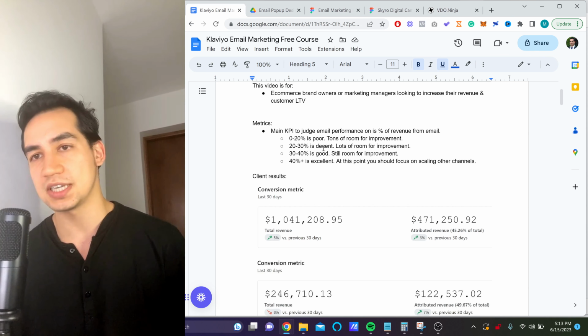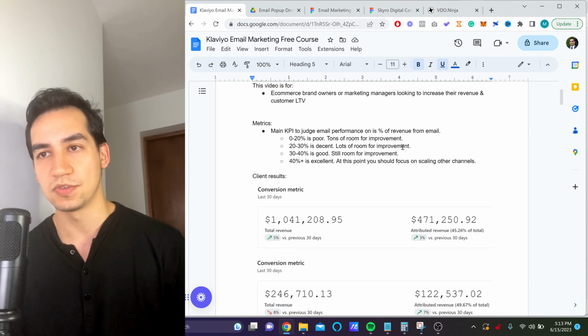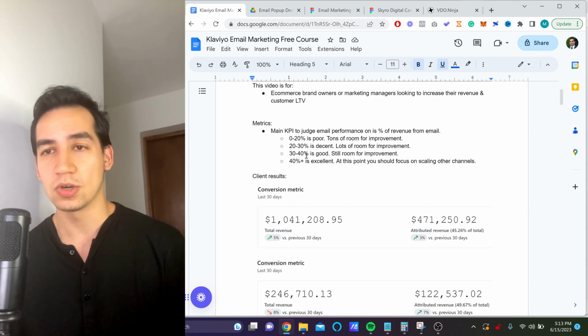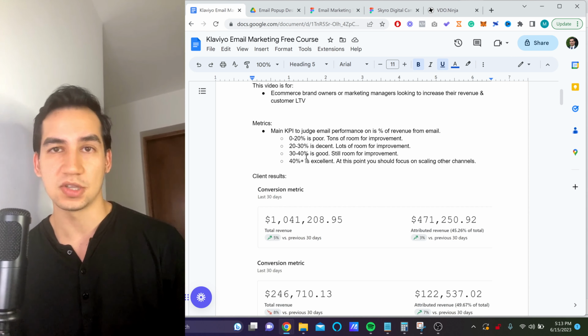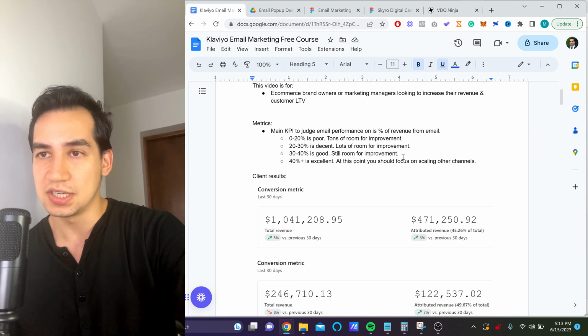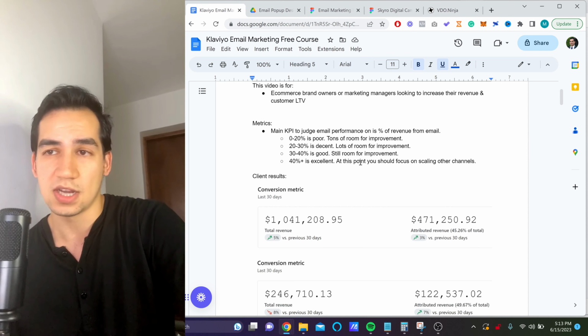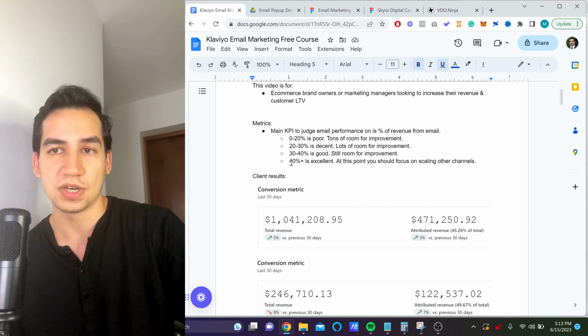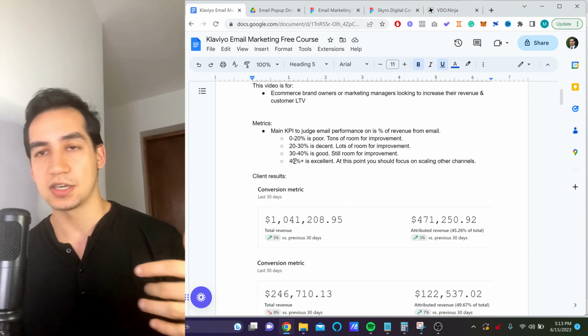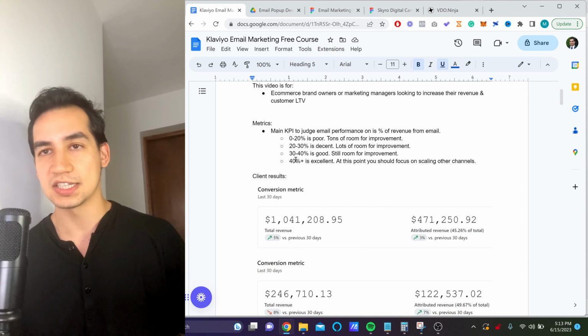20 to 30% is considered decent, lots of room for improvement here. Basically, you have a lot of the core stuff set up, but still, there's a lot of optimization work to be done. 30 to 40% is considered good, still room for improvement. Again, a lot of this is just going to be optimizing what's already working. And then 40% plus is considered excellent. Basically your email marketing is pretty much maxed out for the time being.